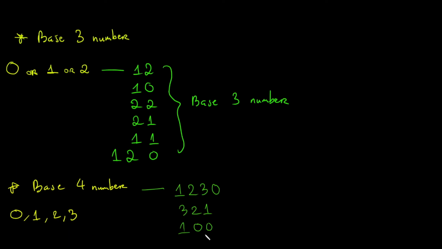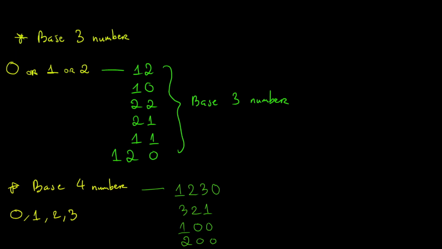1 0 0, this is fine. I mean, this looks like binary, but it's also base 4 because it has 0 and 1 in there. So this also counts as base 4. We can have 2 0 0. So this is an example of base 4, any number that can be created by those 4 numbers or elements.